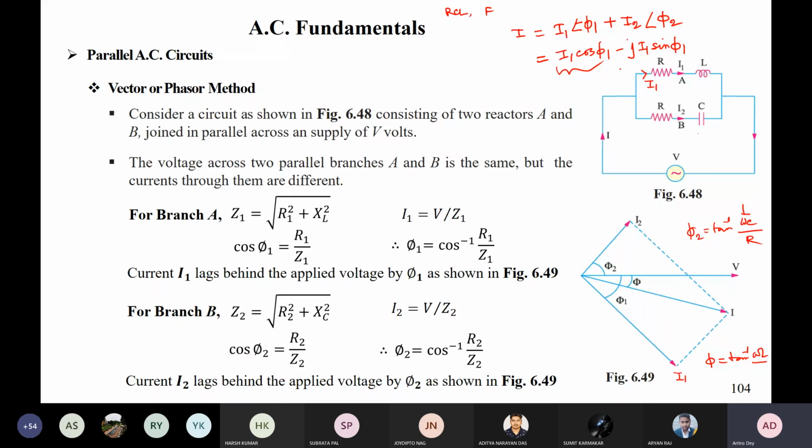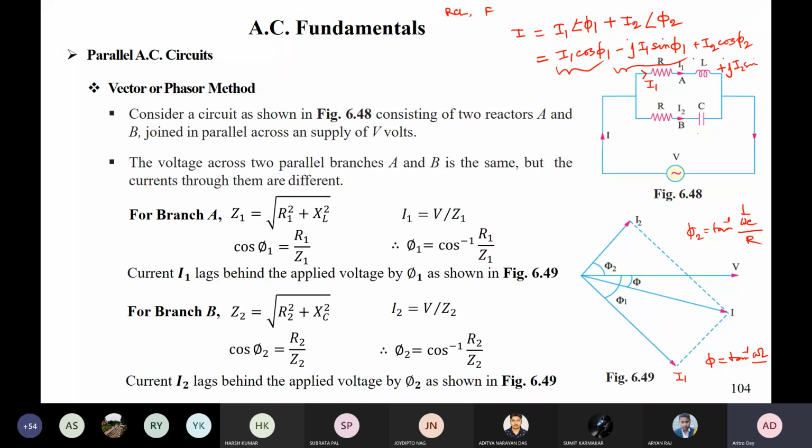So please go through this part of your calculator, otherwise it will be very difficult for you to solve it. Okay, similarly this one also, if you do, it will come as I2 cos phi 2, which you will get straight away from the calculator, plus j into I2 sine phi 2.